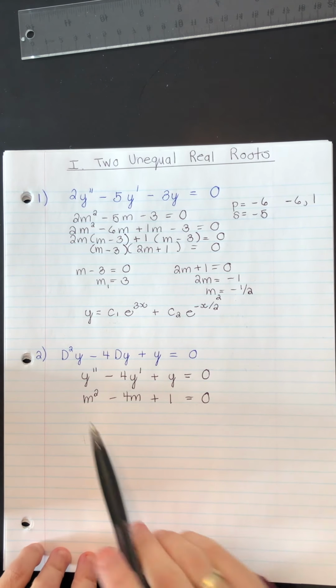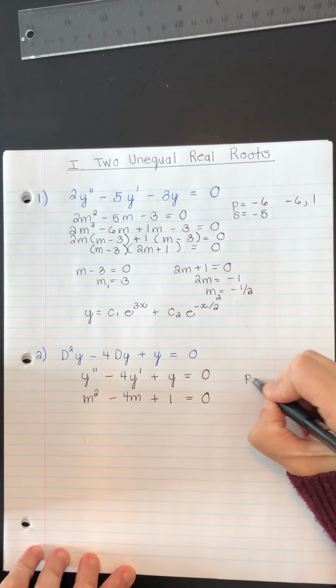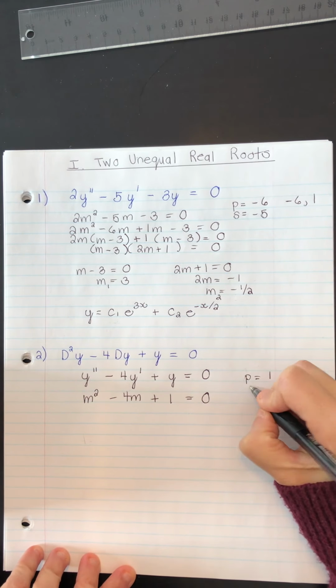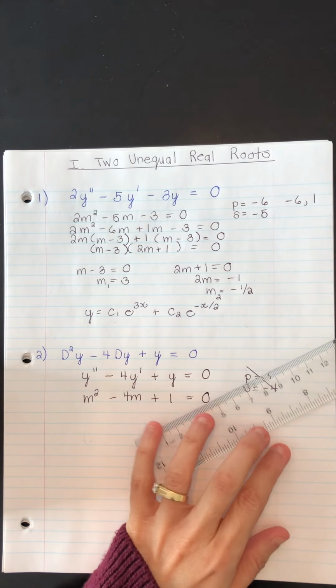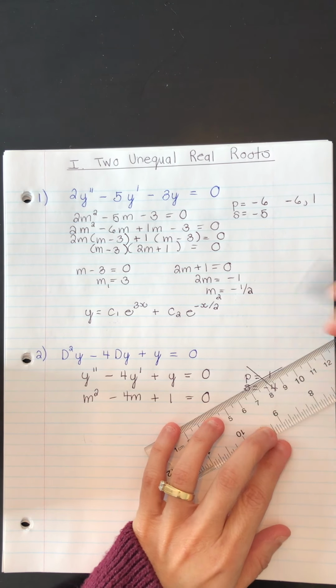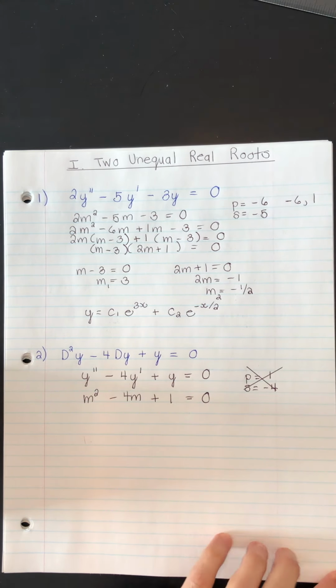And now we can see if it's factorable. If you like, we would need a product of 1 times 1, so a product of 1, while the sum would be -4. And that's not possible. So what this means is that the equation is not factorable. So what happens when it is not factorable?